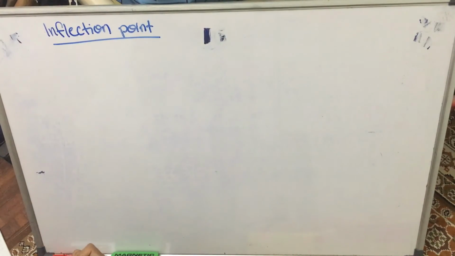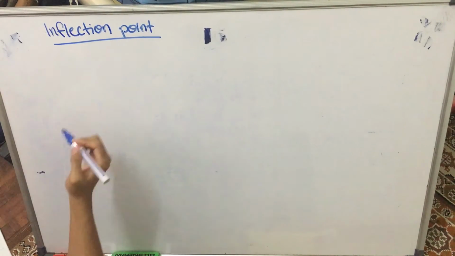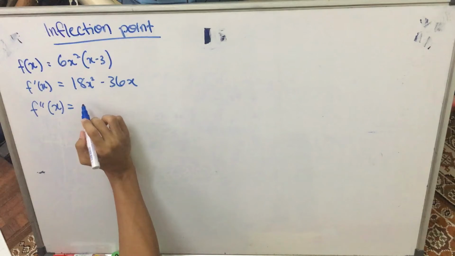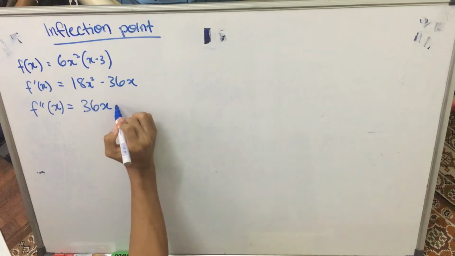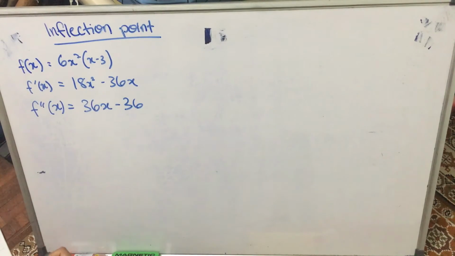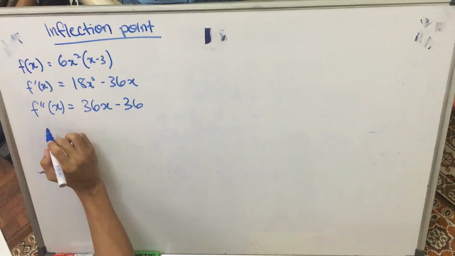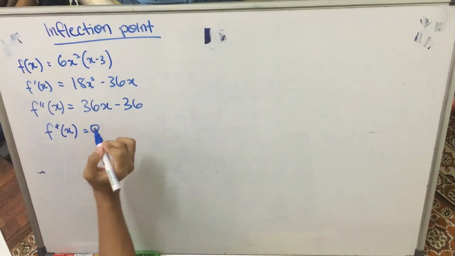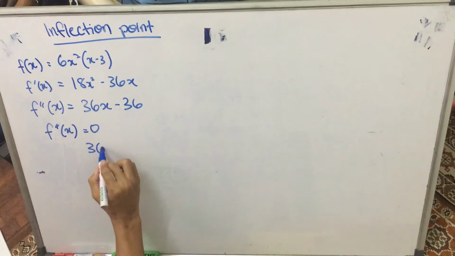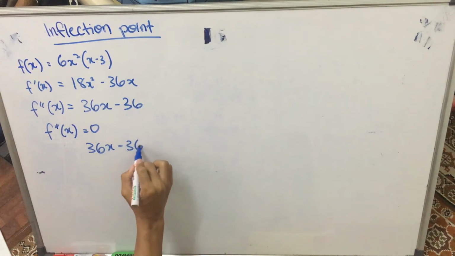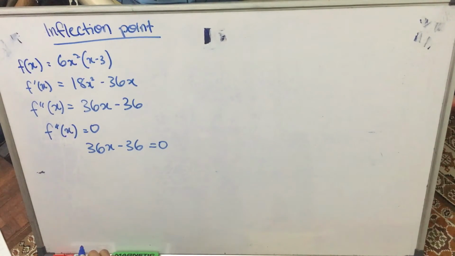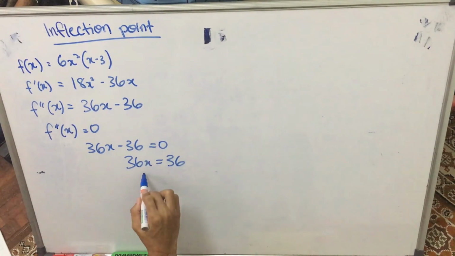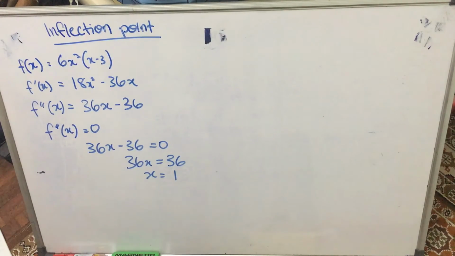To find the inflection point, we need to use the second derivative. F double prime equals 36x minus 36. Just like the previous one, we need to equate it with 0. So just simply bring the 36 to the right side. Then we get x is 1. This is the x value.